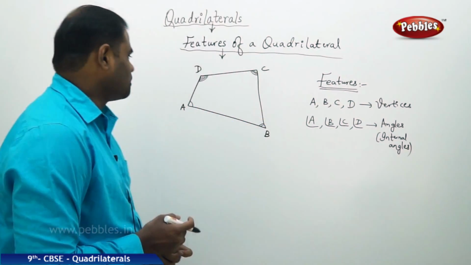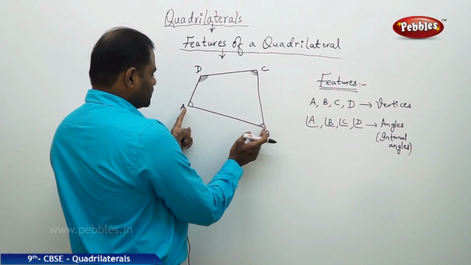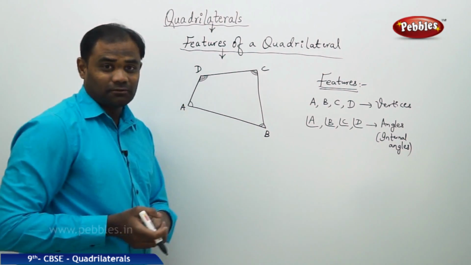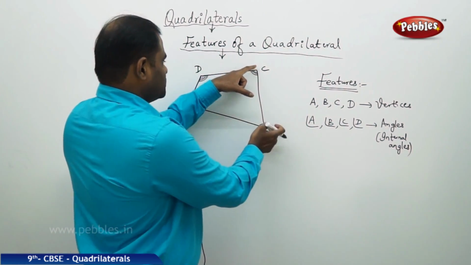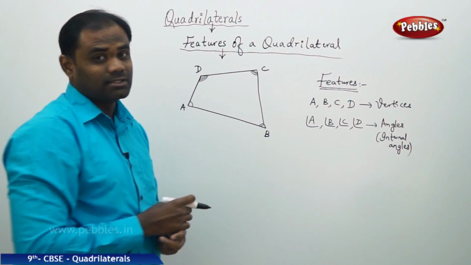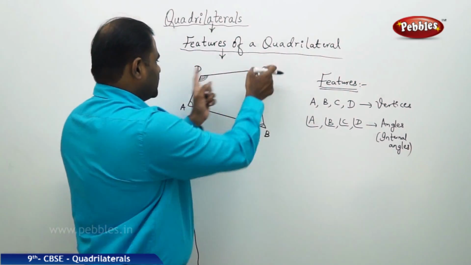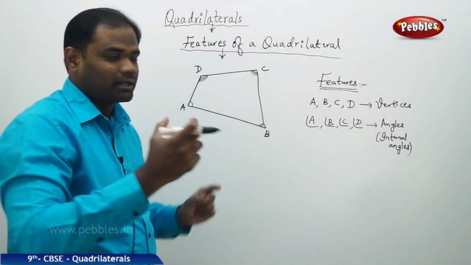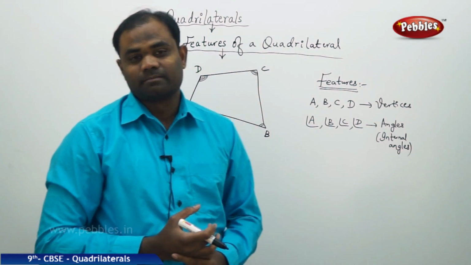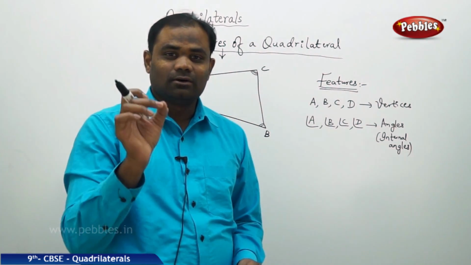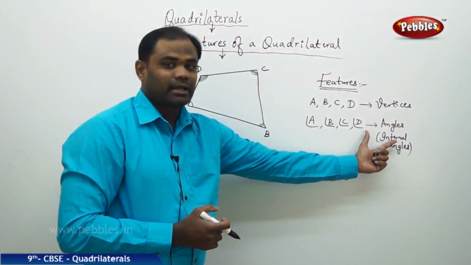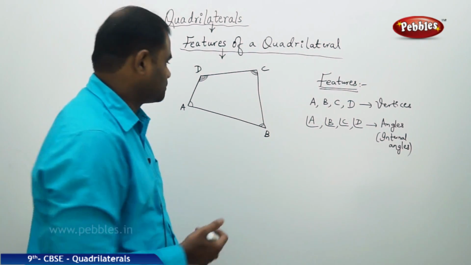The next thing is about the sides. The length of the first straight line is AB, the length of the second straight line is BC, the length of the third straight line is CD, and the length of the fourth straight line is DA. So there are 4 different lengths which are taken from the straight lines and then joined to form a closed region called a quadrilateral. Therefore, lengths are also taken into account in the quadrilateral. So along with vertices and the angles, now come the lengths.